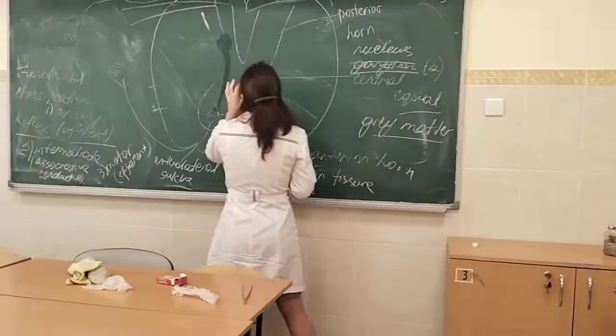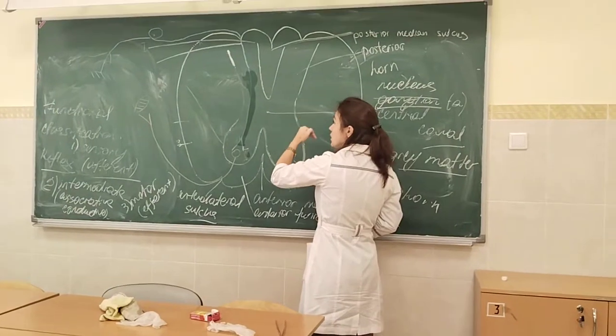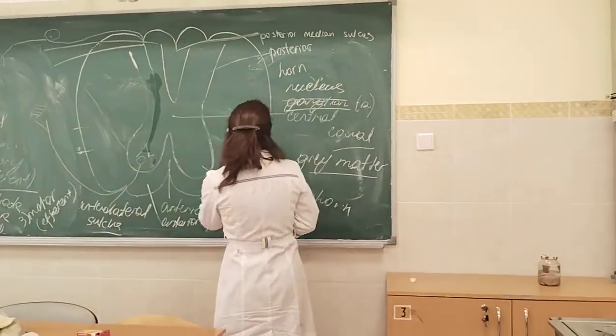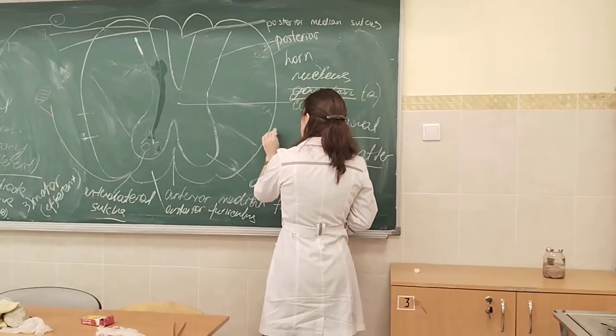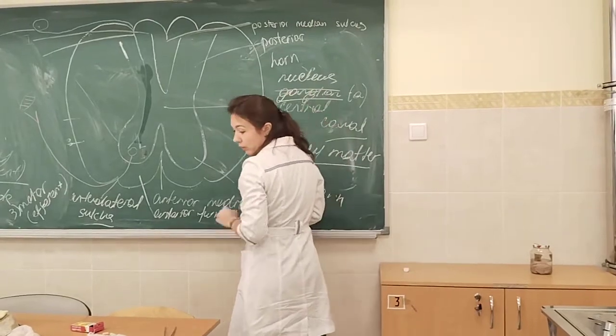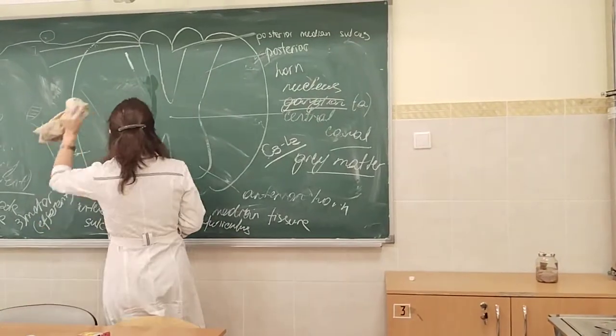I told you that in all the segments there are anterior and posterior horns, but in the segments from C8 to L2 there are additional horns which are named lateral horns.